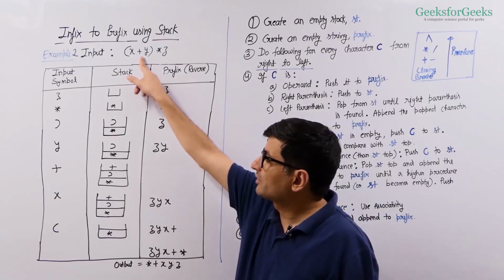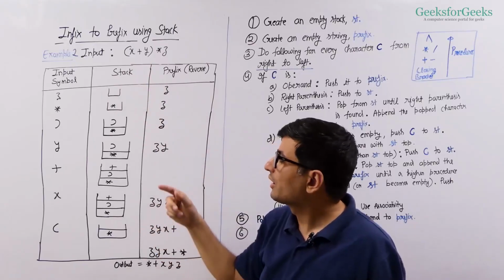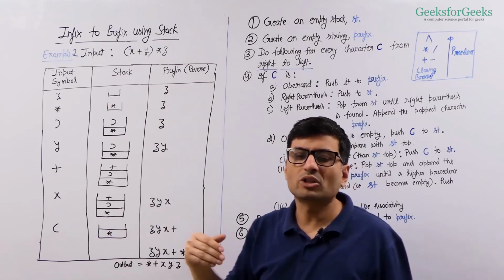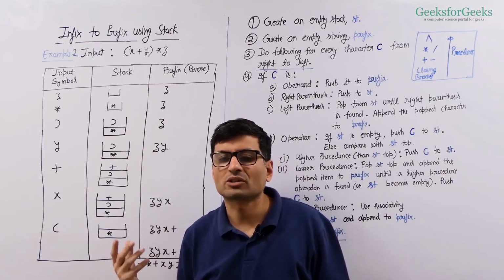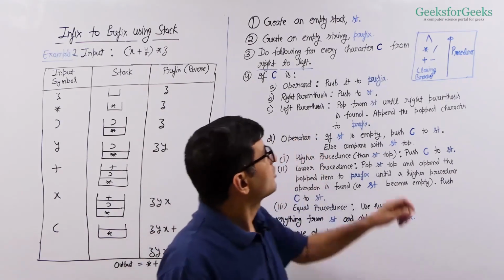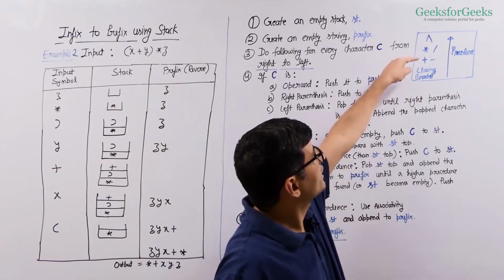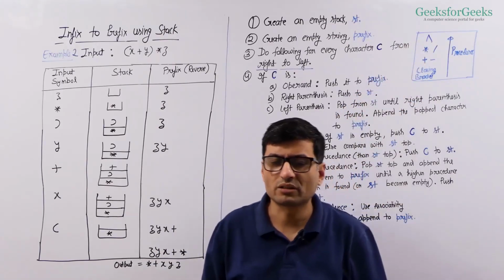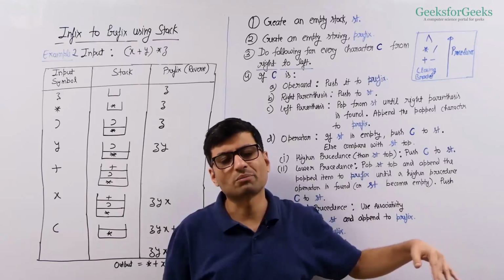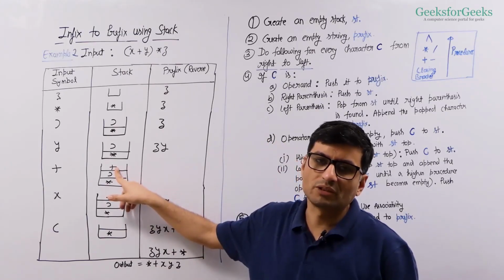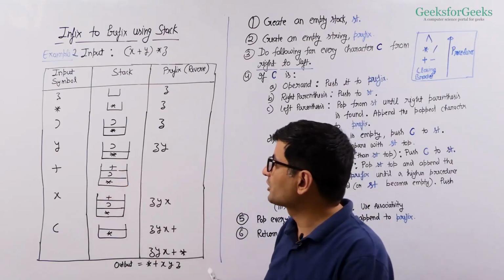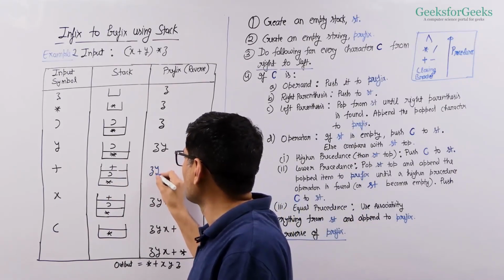Then we see plus. Plus is an operator, and now we are going to check with the top of the stack whether the top has higher precedence or this particular plus operator has higher precedence. So the top is a closing bracket, and plus has higher precedence than the closing bracket. The closing bracket is the bottommost priority. So we are going to push plus into the stack, and our result is going to remain zy.